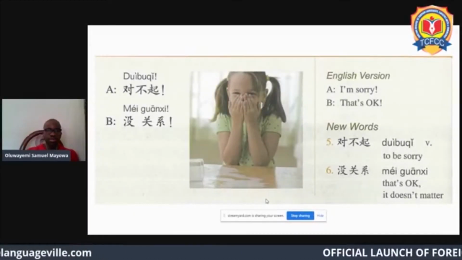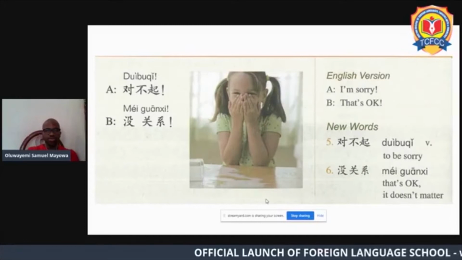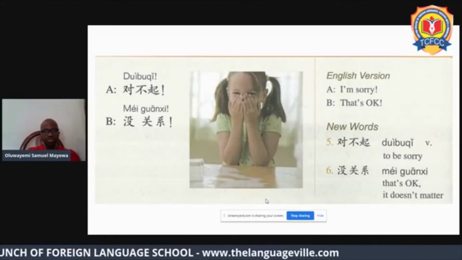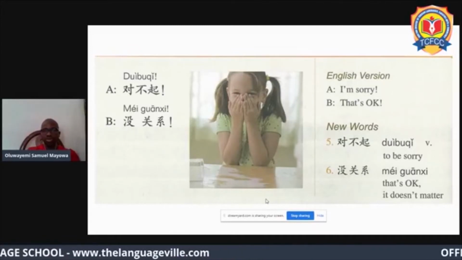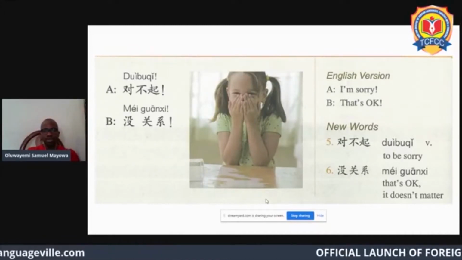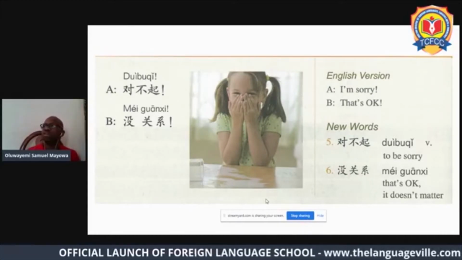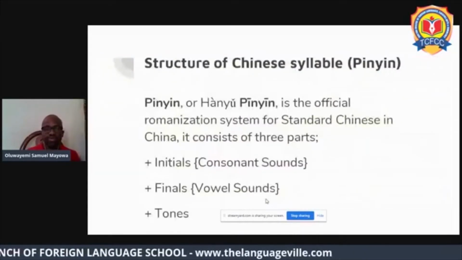So I'll be taking you through some of this. Look at this, Duibuqi. Duibuqi means, I'm sorry, Meiguanxi, which is, it's okay. I'm just trying to bring us through, to have a feeling of what Chinese is like.